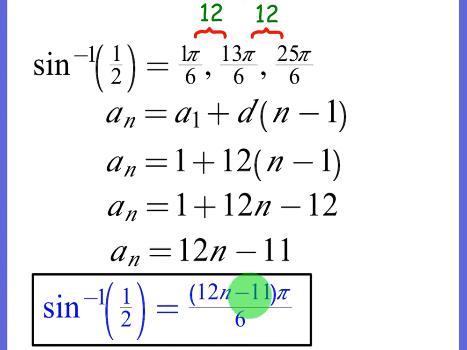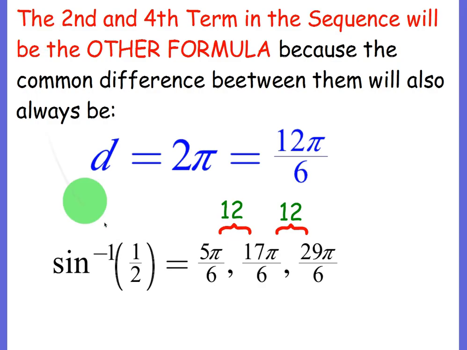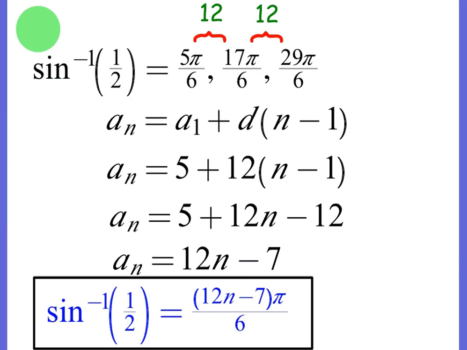This will also work for negative angles. So if you were to plug in, say, -3, it would give you a negative angle, something over 6, and that would ensure that the y value would also be equal to 1/2. For our other angles that we determined, 5 pi over 6 and 17 pi over 6, the next term would be 29 pi over 6. The common difference would be 12.